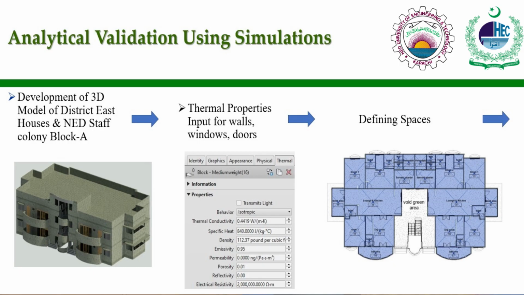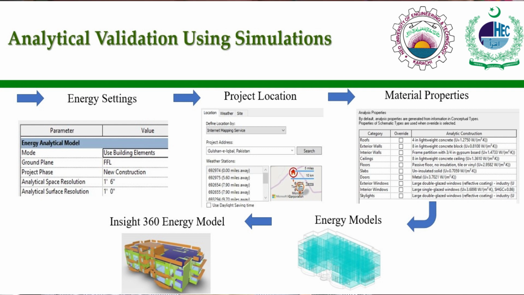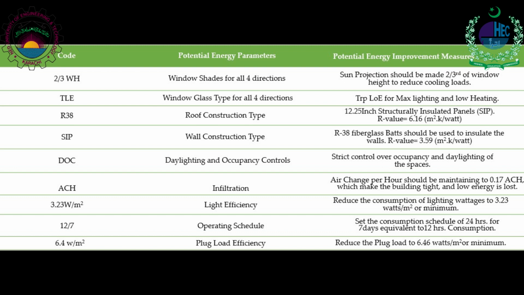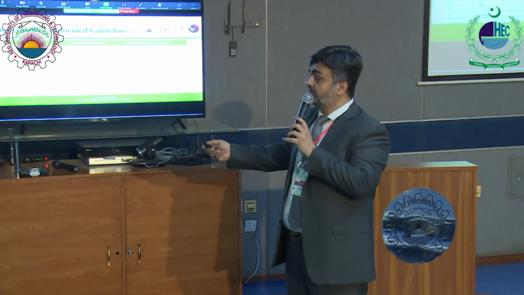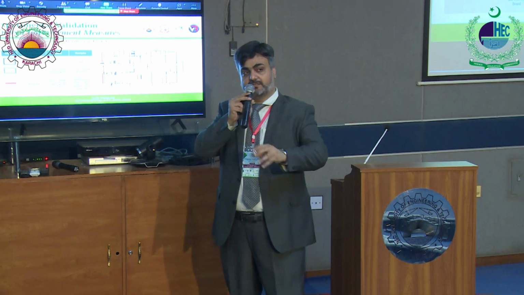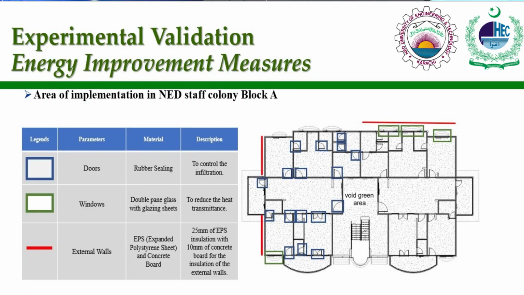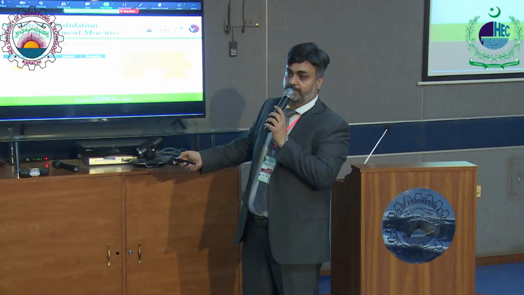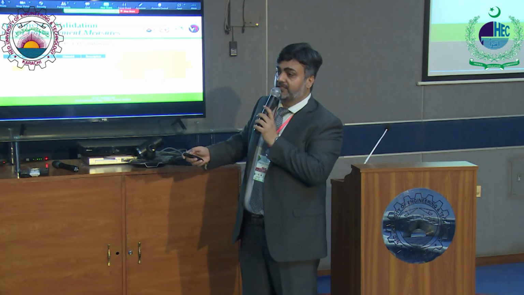We validated the results analytically by redoing the simulation. In redoing the simulation, we applied the identified improvement measures, and those improvement measures were validated. There were 9 or 10 improvement measures; 5 or 6 of them were related to the envelope, the others were related to appliances, and they were validated through the simulation results. So now these interventions are going to be applied. The main ones are the doors, windows, external walls, and rooftop. Now these interventions are related to the building envelope.